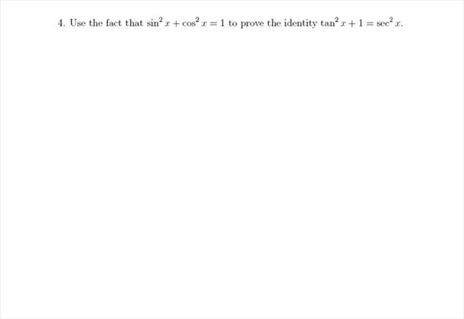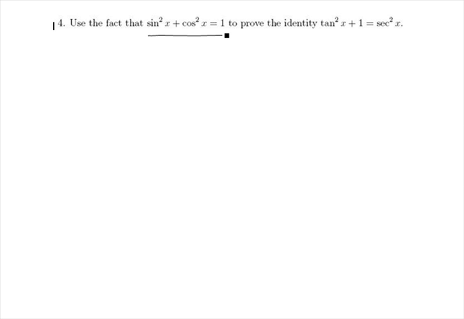In this problem, we're asked to use the fact that sine squared x plus cosine squared x equals 1 to prove that tangent squared x plus 1 equals secant squared x. So we're going to use what's called the Pythagorean identity, which is that the sine squared of any angle at all plus the cosine squared of the same angle is equal to 1. Now I'll show you two ways to prove this.